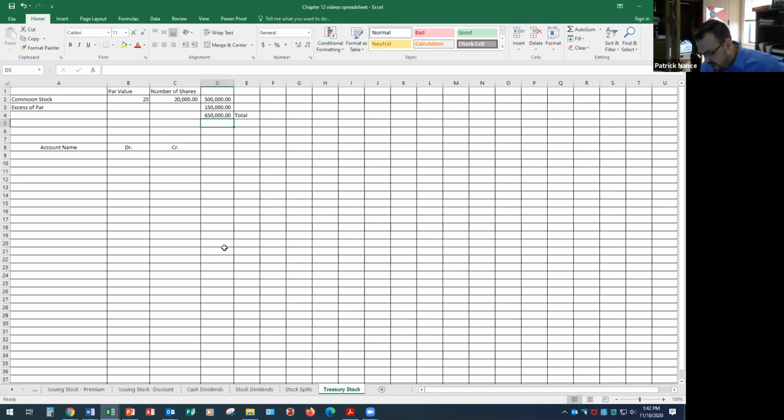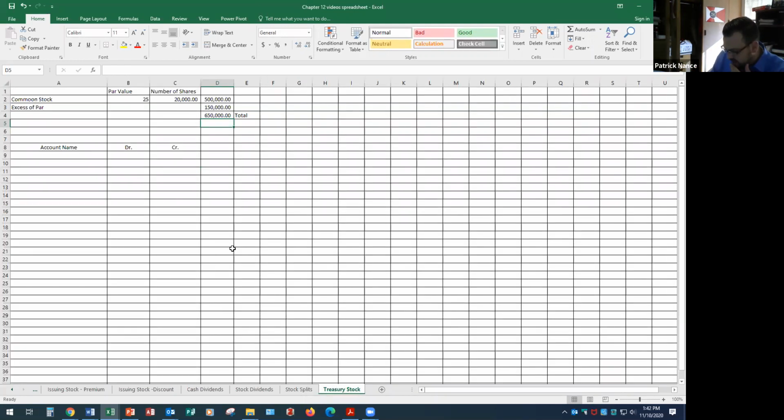Treasury stock. Now, treasury stock is when a company decides to buy back its own stock, and it can be for lots of reasons. It can be to support its stock price. It can be to sell these shares back to its employees. There's lots of reasons why companies buy treasury stock, but they can choose to do that. The treasury stock just means that I'm bringing it back, I'm buying it back from the general market.